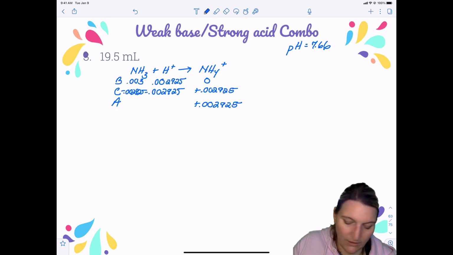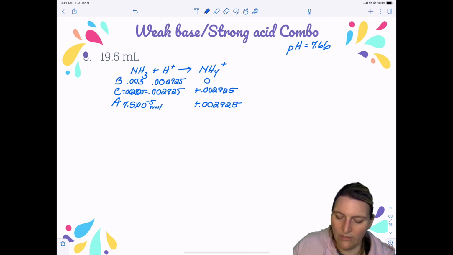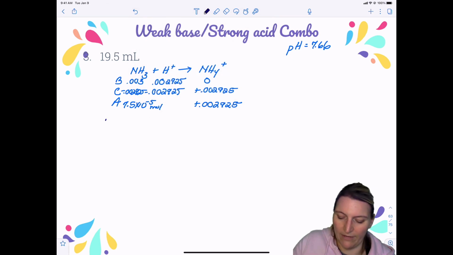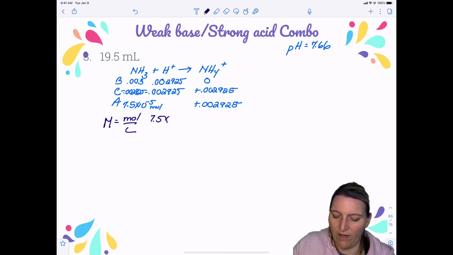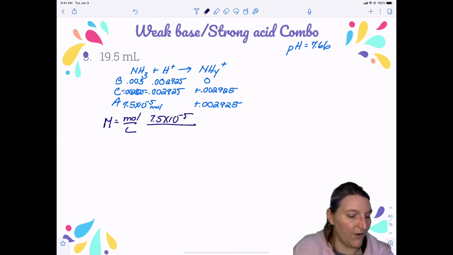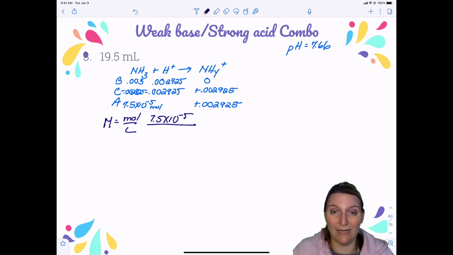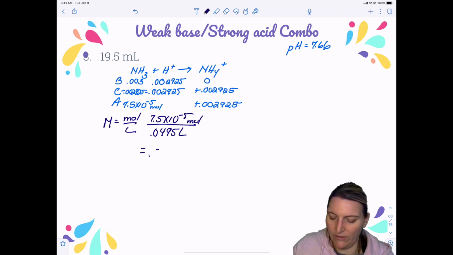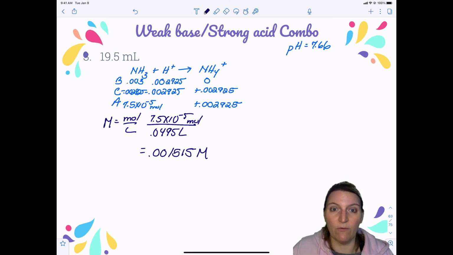And this comes out to be a really small number, 7.5 times 10 to the negative 5. And of course, these are in moles. So my next step is to change all these into molarity. We know molarity is moles over liters. So 7.5 times 10 to the negative 5 over, we have 30 milliliters plus 19.5 milliliters, so 49.5 milliliters or 0.0495 liters. This is moles. And what do we get over here? 0.001515 molarity for the ammonia.